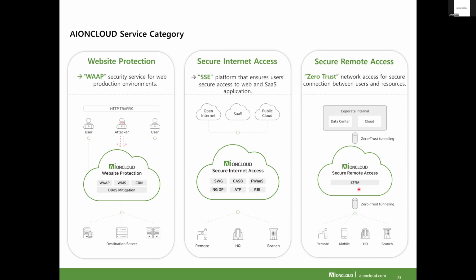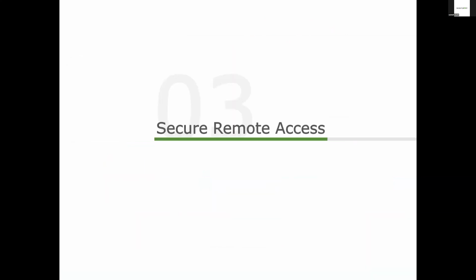Something that's also important to note before we get going is that the secure internet access and secure remote access can both be agent-based, and they can both use the same agent provided by Ion Cloud. So they can be used in conjunction with each other for even more effective security. And with that being said, let's get a closer look at what secure remote access is.